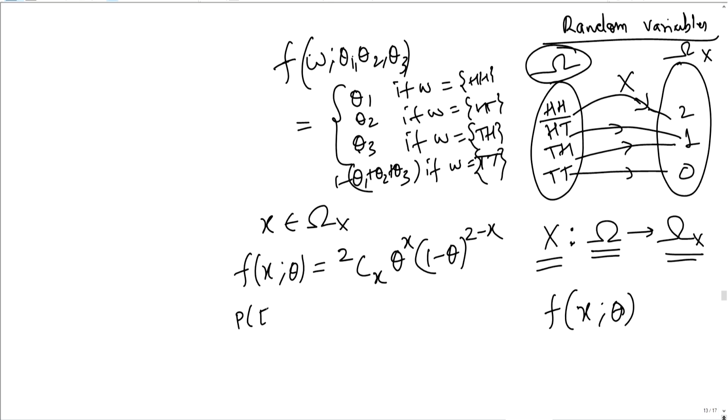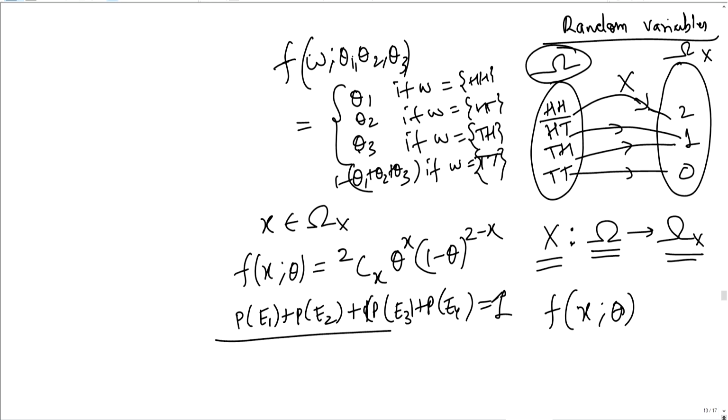The axiom that needs to be followed is this: probability of E1 plus probability of E2 plus probability of E3 plus probability of E4 should be equal to 1. Basically, this is the constraint that it needs to follow based on the 3 axioms. So, that needs to be followed. Well, let us see if this function follows this.